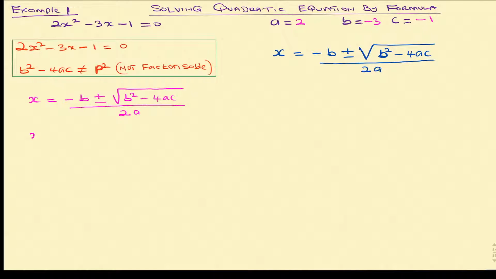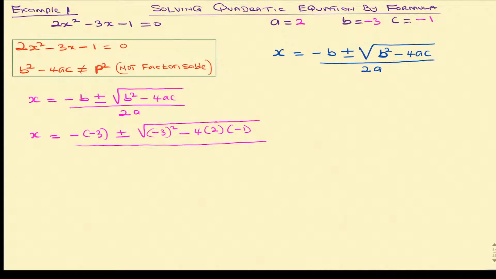So x equals, now plugging in those values, minus 3, that is b, plus or minus square root of minus 3 squared, that's b squared, minus 4 into bracket 2, that's a, into bracket c, which is minus 1, over 2 into bracket 2.